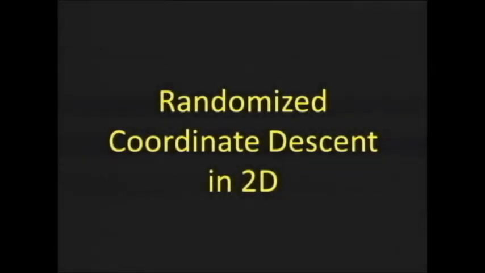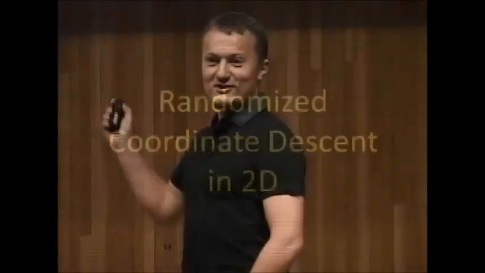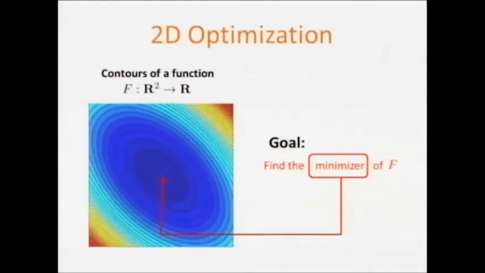All right, so how many of you know what coordinate descent is? Raise your hand. Good. So there you go. This is big data optimization with coordinate descent. This is what you want to do: you want to find the minimizer of a function. I'll explain everything in the serial case, no parallelism right now, in a 2D setting.